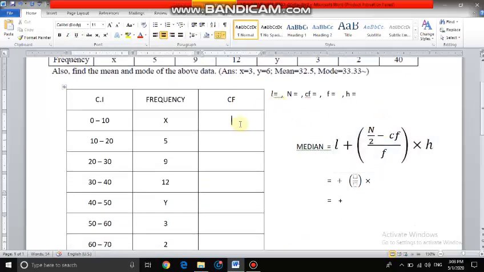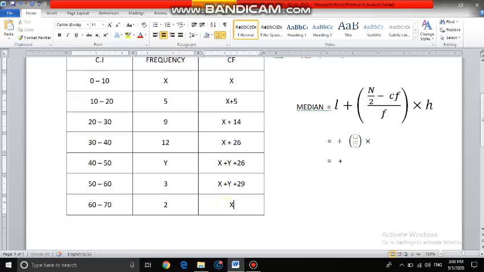Now how do you find the cumulative frequency? By adding the corresponding frequencies. So here x will remain x, here it will become x plus 5, the next row will become x plus 9 plus 5 is 14, then here it will become x plus 14 plus 12 is 26, then you have x plus y plus 26, the next is x plus y plus 26 plus 3 is 29.